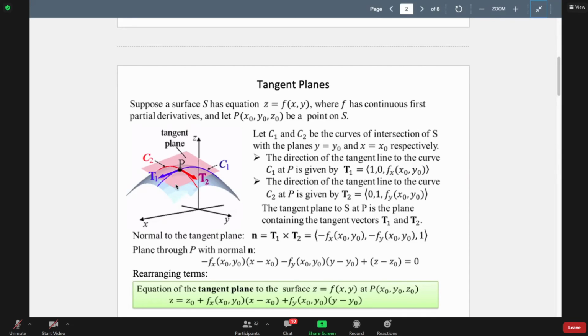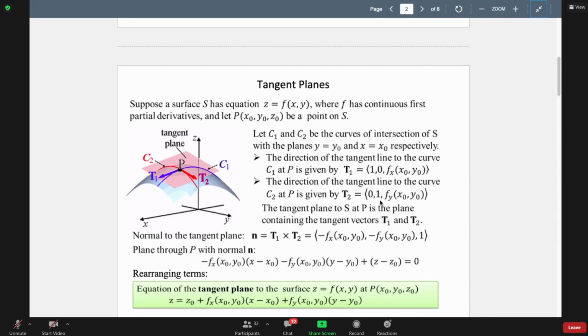Now, if you would like to write the equation of the tangent plane, this pink one here, you need a normal vector. You can get a normal vector if you compute the cross product of T1 and T2. The cross product of T1 and T2 points like this, perpendicular to the tangent plane. So the normal vector will be T1 times T2. The point is x0, y0, z0. The equation of the plane is the normal vector dot product r minus r0. So again, the normal vector is T1 times T2.